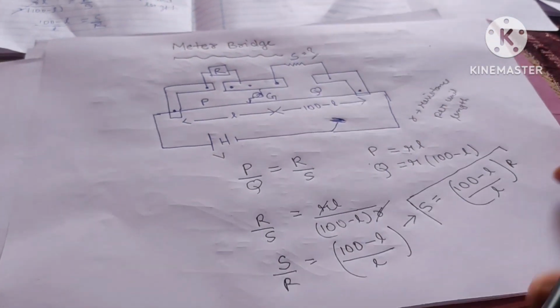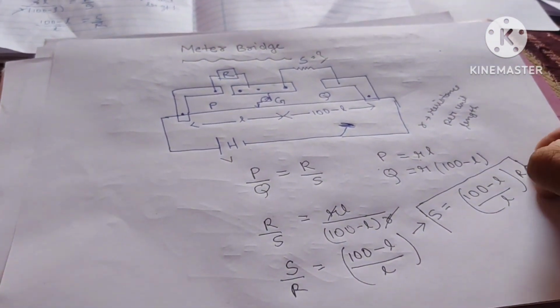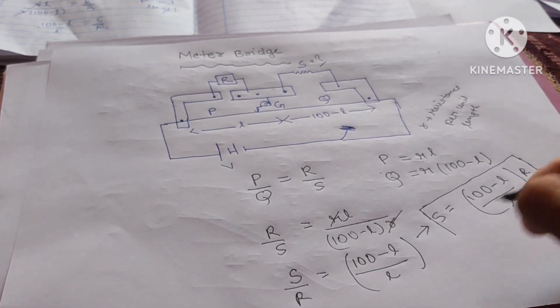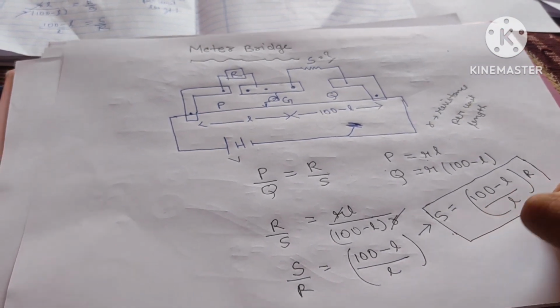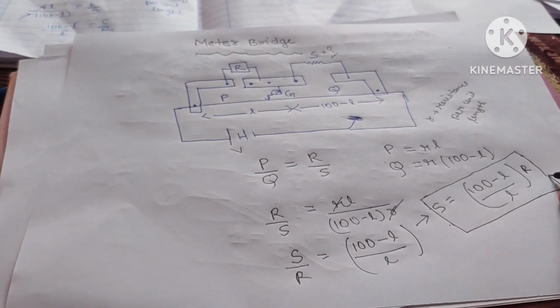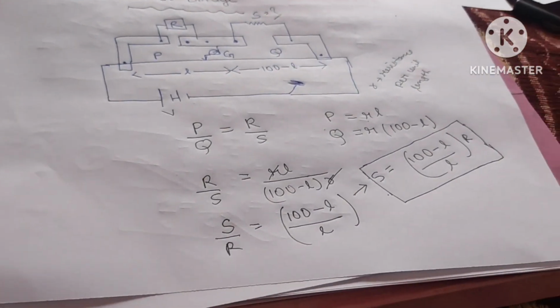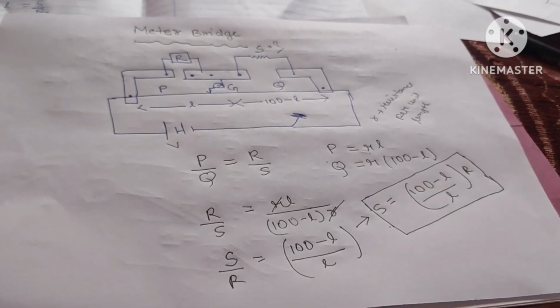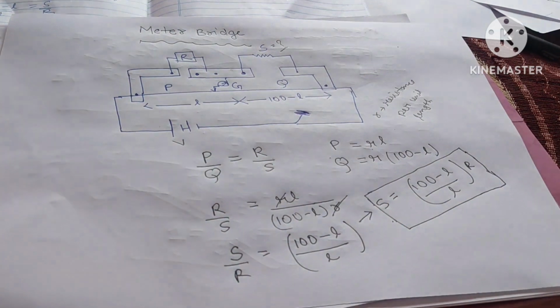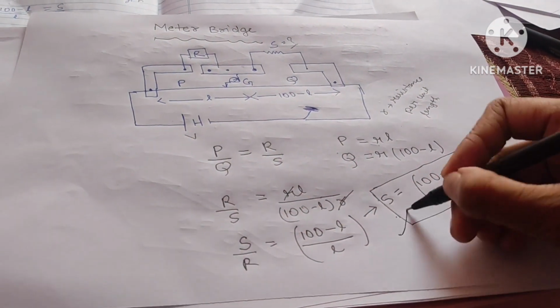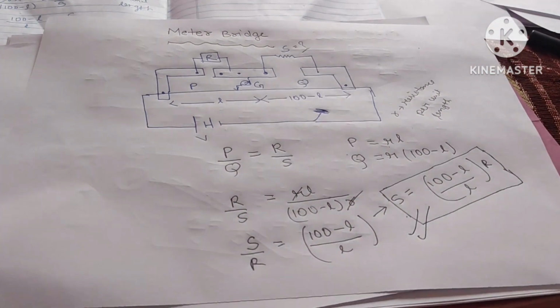In this you will find direct numericals. The numerical will give the R value and L value, and you need to find S, the resistance. So this is it.